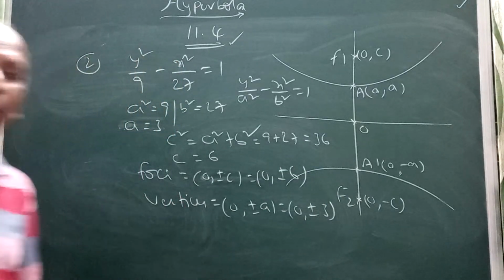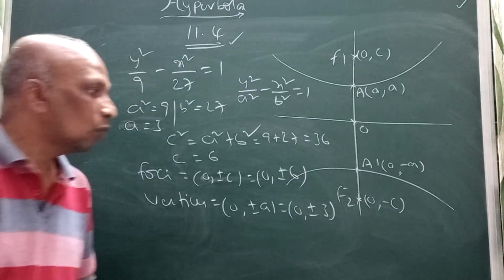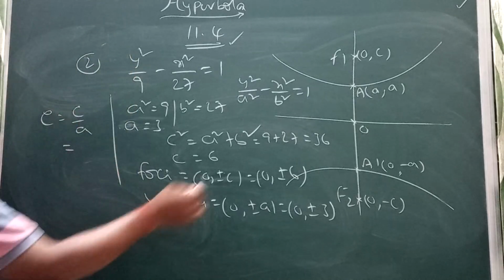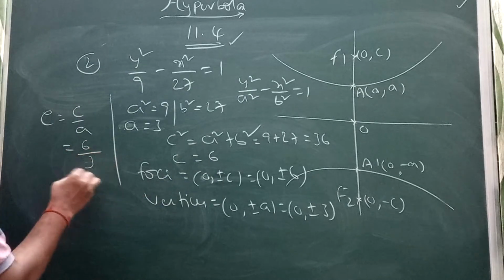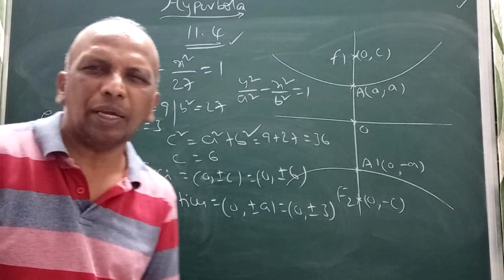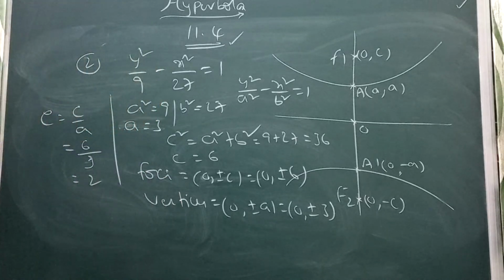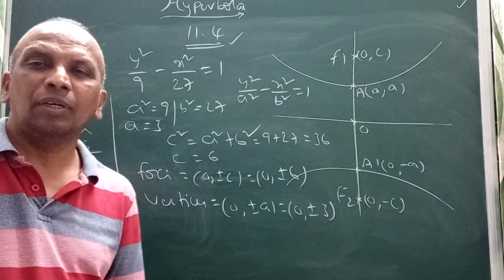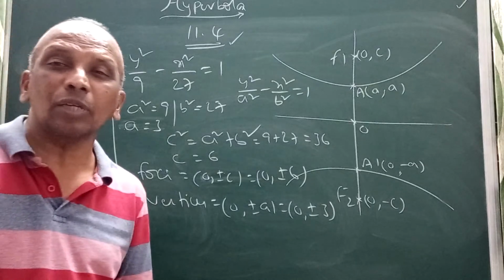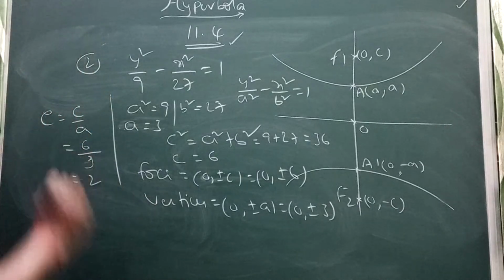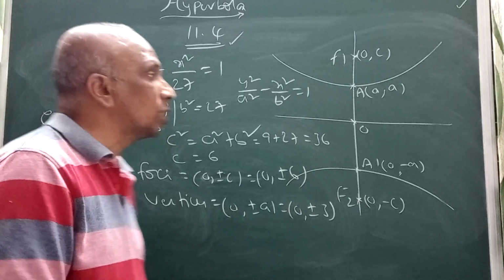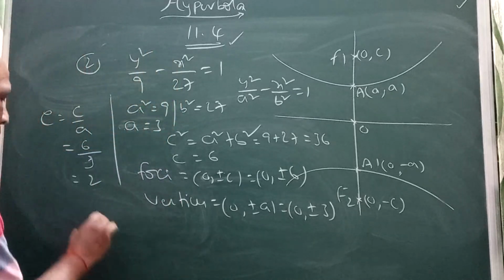They are asking foci, vertices, and eccentricity. What is eccentricity? E equal to c by a. C value 6 by a value 3. It gives 2, right? E equal to c by a. That will be the eccentricity. Correct. After finding eccentricity, I can also discuss one more point here. Eccentricity is equal to 2 here. They are asking the length of the latus rectum. The length of the latus rectum is 2b square by a.